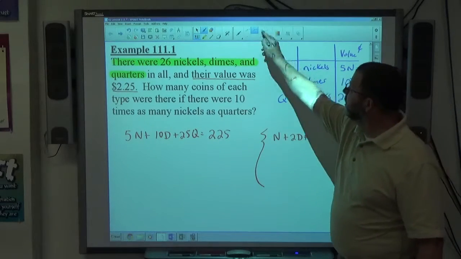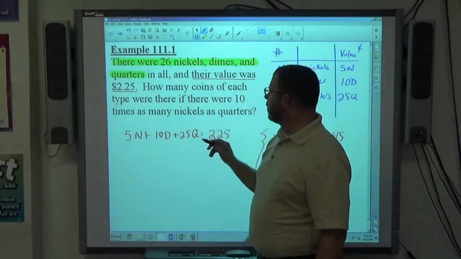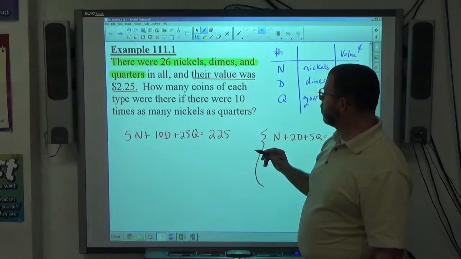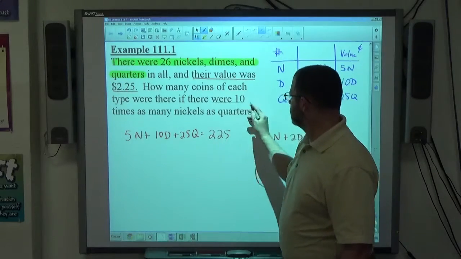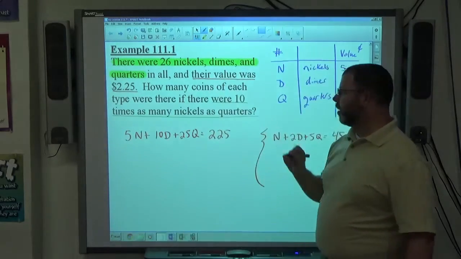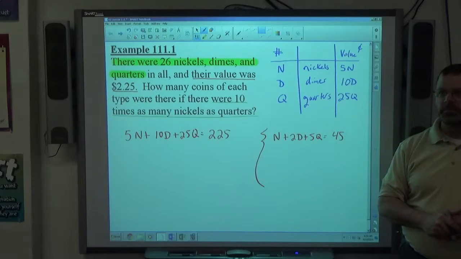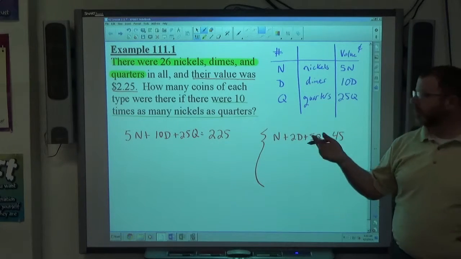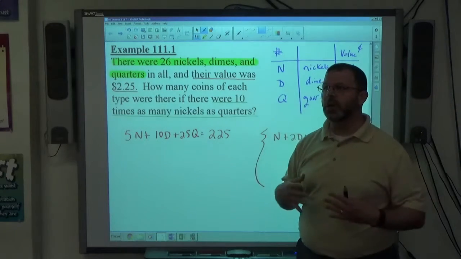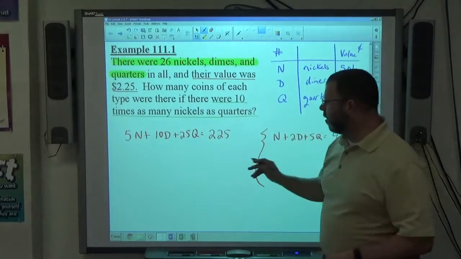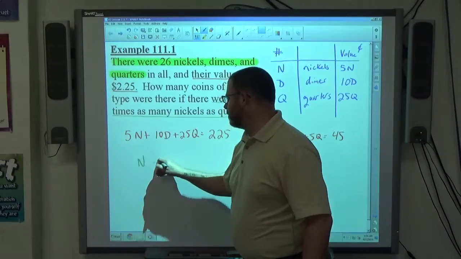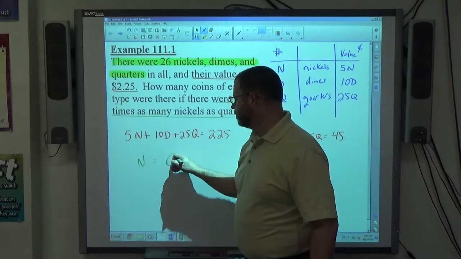Next. How many coins of each type were there if there were 10 times as many nickels as quarters? All right. Times as many messes people up a lot. All right, so before we actually write the equation, let's think this through. If there's 10 times as many nickels as quarters, what is there more of? There's more nickels, right? We can all read that very clearly and see there's more nickels than quarters. So, I know that if I put n equals d, that's a false statement. Or sorry, n equals q, that's a false statement.